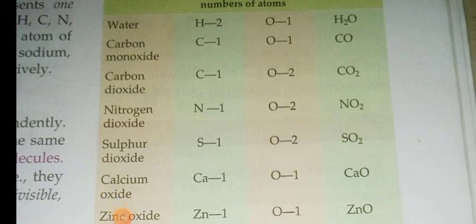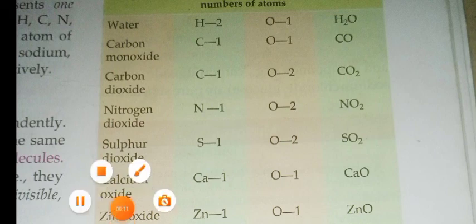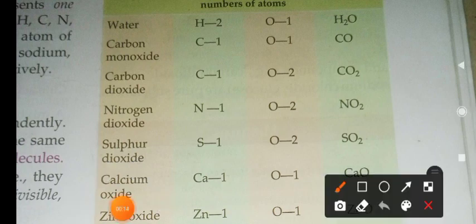Similarly, molecules of a compound can be represented. How? For example, two molecules of hydrogen and one molecule of oxygen combine to form water. So this is the representation of water, the molecular formula of water. Do you understand this? As I told you, a molecule can be formed either by atoms of the same element or atoms of different elements. Do you understand, children?